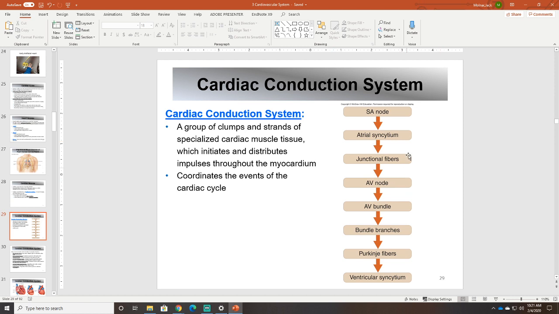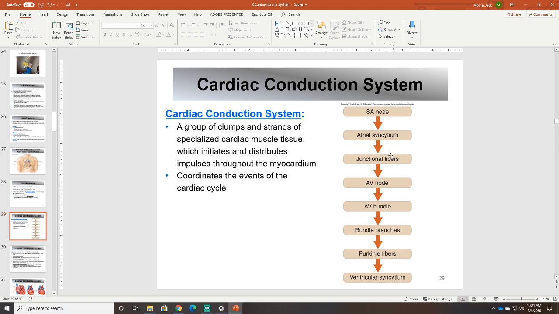All right, and why is this? Because the heart tells itself to beat. It initiates the signal to contract itself. And it all begins with a clump of cells that make up the SA node. And then the SA node, when it depolarizes, that action potential is spread through the atrial syncytium so that the atria contract as a unit.